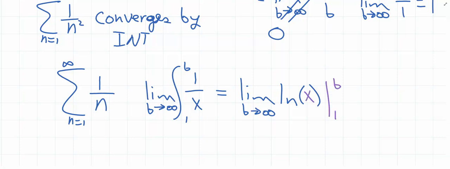Now, notice I didn't use the absolute value of x. I just use x because we're starting at 1 and going in the positive direction, so you're not going to have any negative values that you're plugging in. So I just did natural log of x.